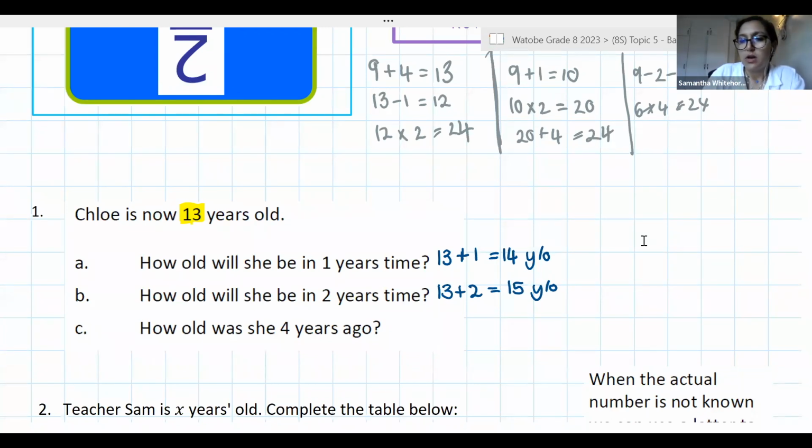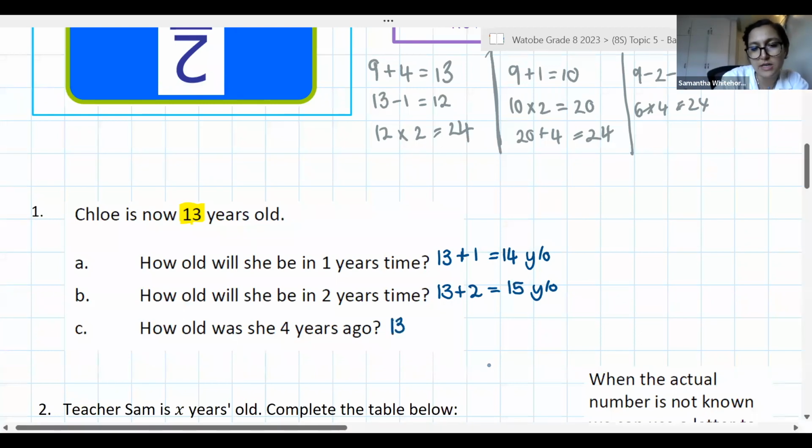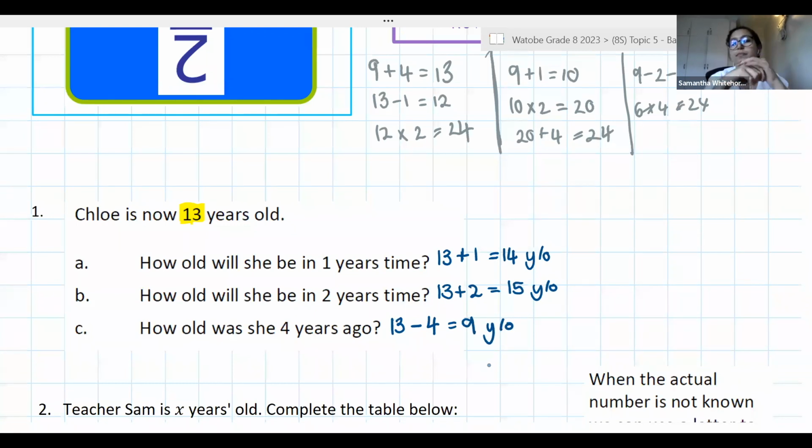Right, so let's think about the last one here. It said, how old was she 4 years ago? So if she's 13 now, how old was she 4 years ago? Think carefully about what that means and then tell me on the chat how old she was 4 years ago. Nice, guys. Okay, so she is 13 now. We want 4 years ago, so we take away 4, which means she was 9 years old. So that's quite easy, like nothing too complicated there.